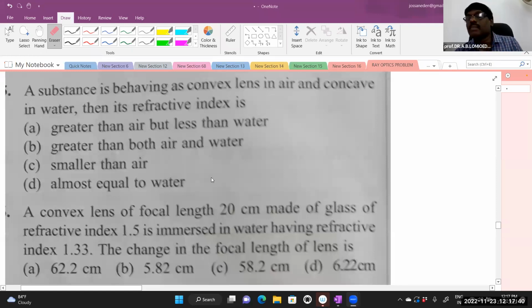The refractive index is greater than air but less than water. Understand?